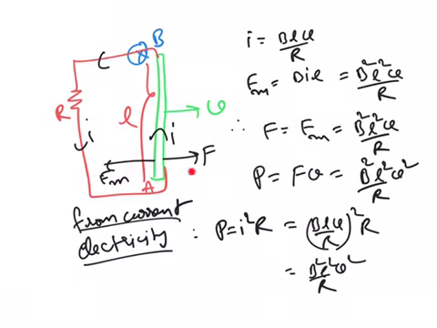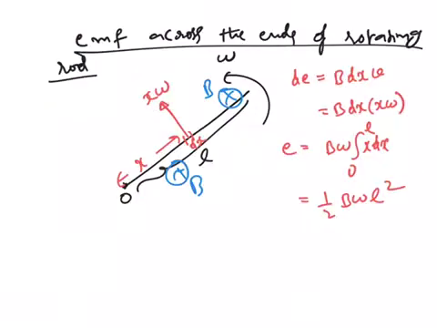Suppose you want to maintain the constant velocity, you have to apply the same equivalent force of B square L square V by R to the right side. And the power to maintain this velocity is given by power is equal to Fv, and Fv is B square L square V square by R. So from current electricity, we can also prove that P is equal to I square R, I is equal to BLV by R, whole square into R, is equal to B square L square V square by R.